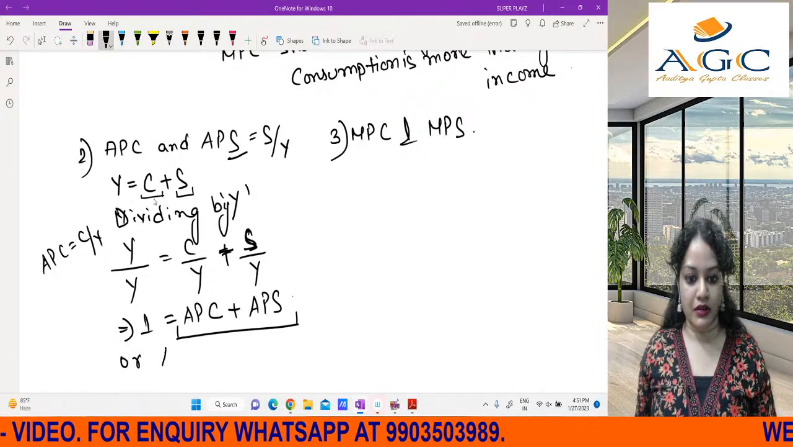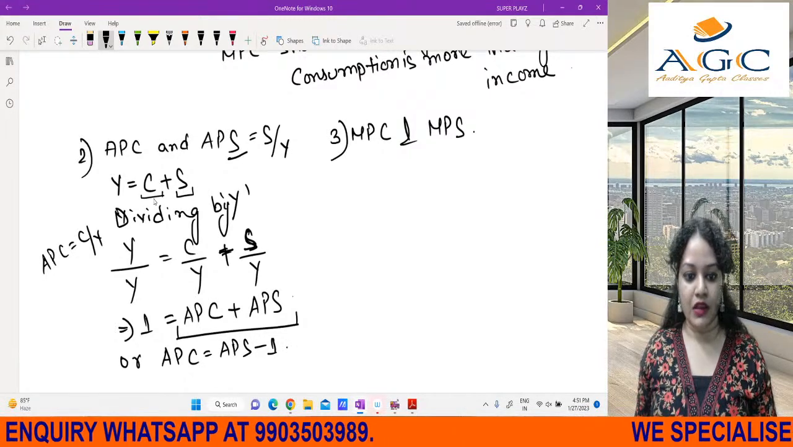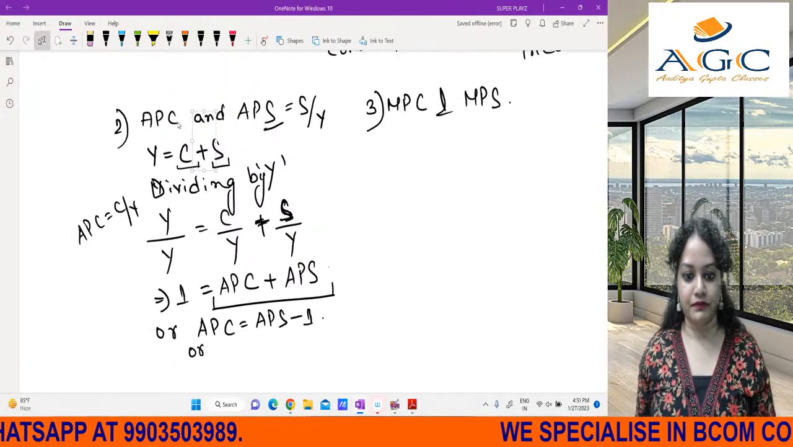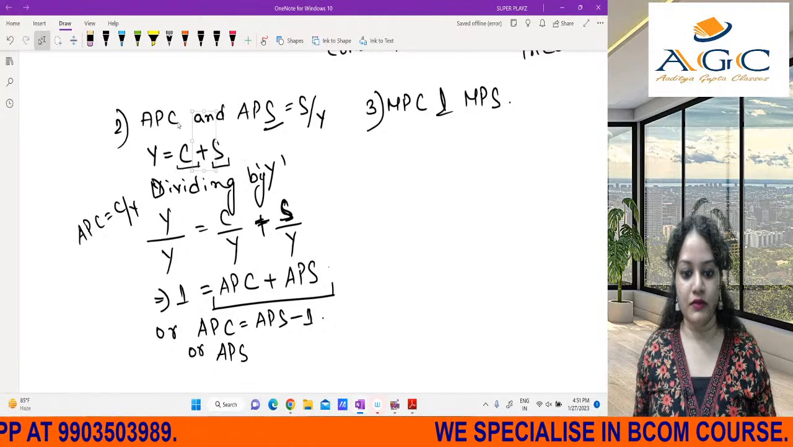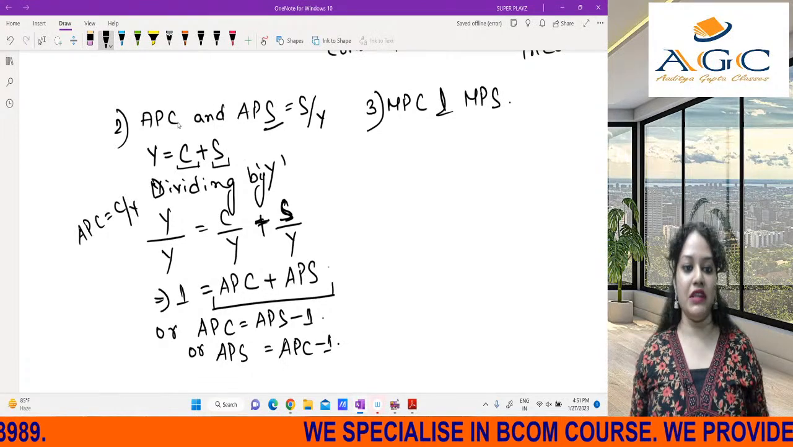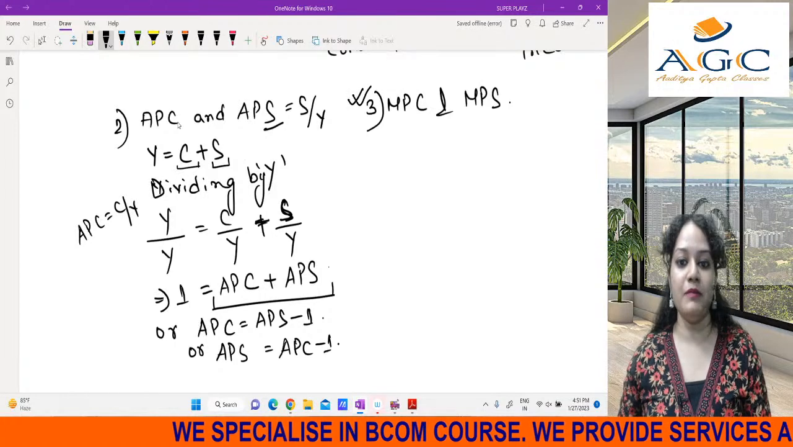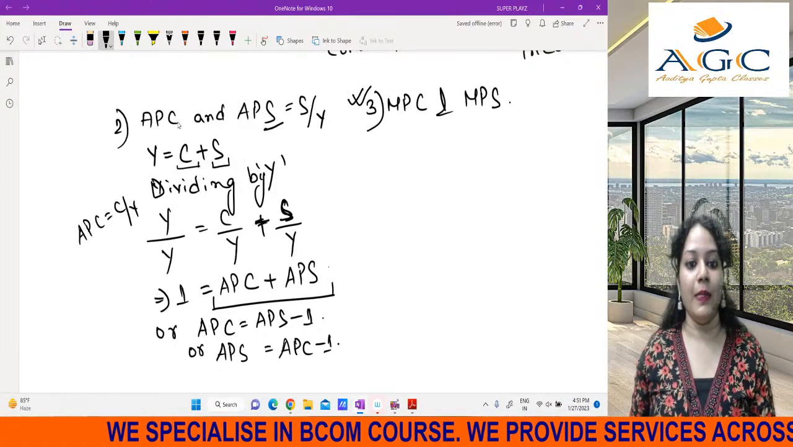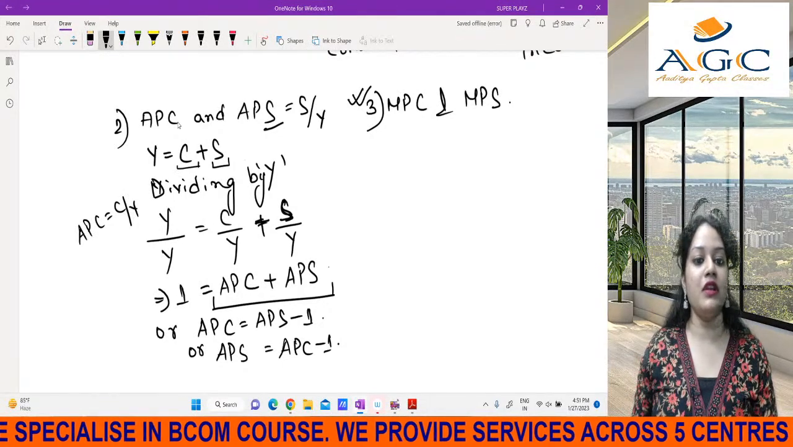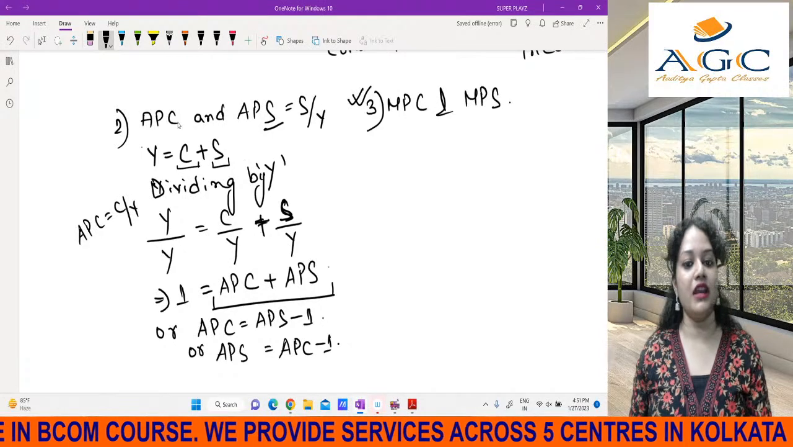Or you can write APS is equal to 1 minus APC. The APC and APS part is not so important. The main important thing is MPC and MPS. This is very important. It comes in your exams as well. So I hope APC and APS is clear. What are we doing in the first line? Y is our income. We are disposing it into two forms, that is our consumption and our savings.